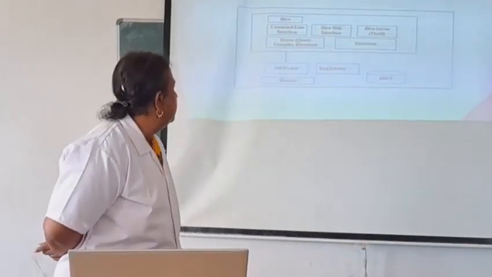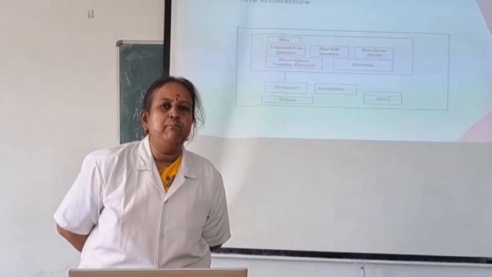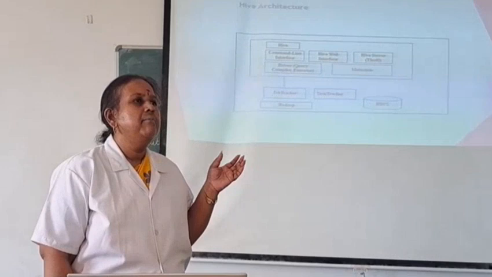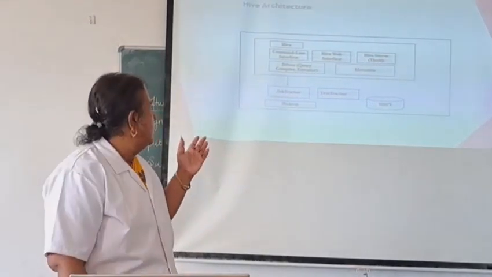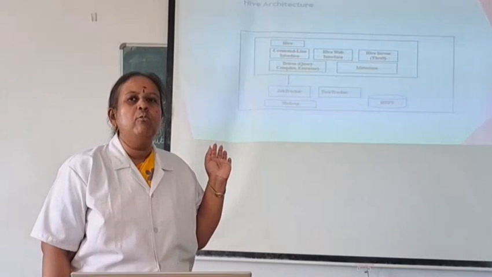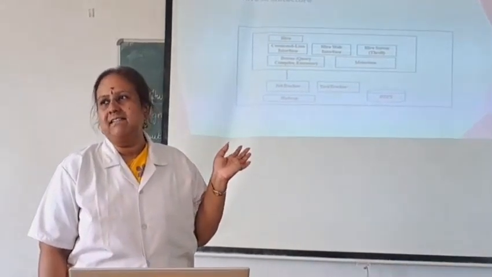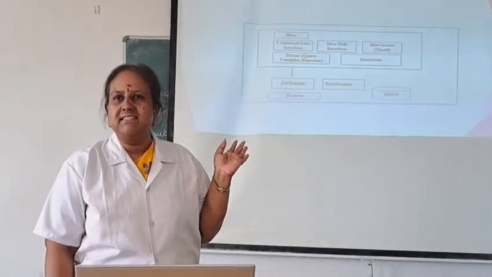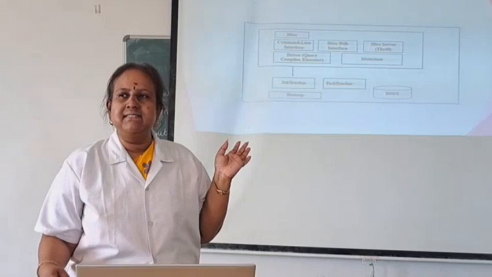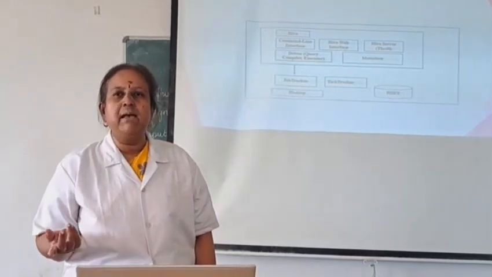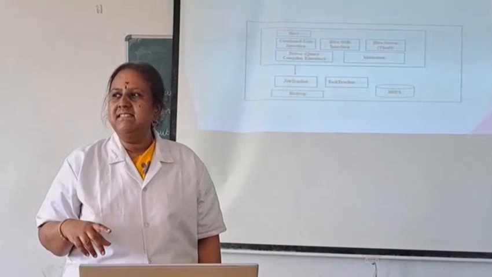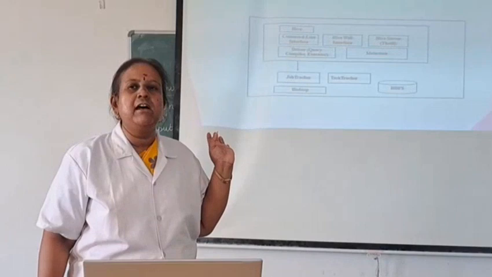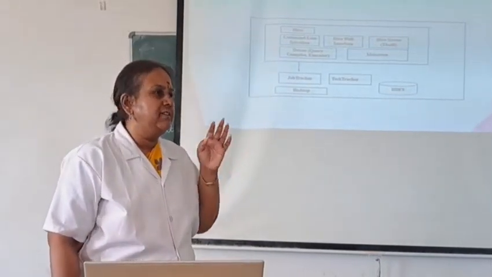Then you have a metastore, a very important terminology to look into. We'll see what a metastore is. And you all know what a job tracker and a task tracker are. Job tracker and task tracker are your map reduce phases. So your Hive has the HDFS as well as your map reduce phases, which are inside your Hadoop cluster. So this is what your architecture is about.